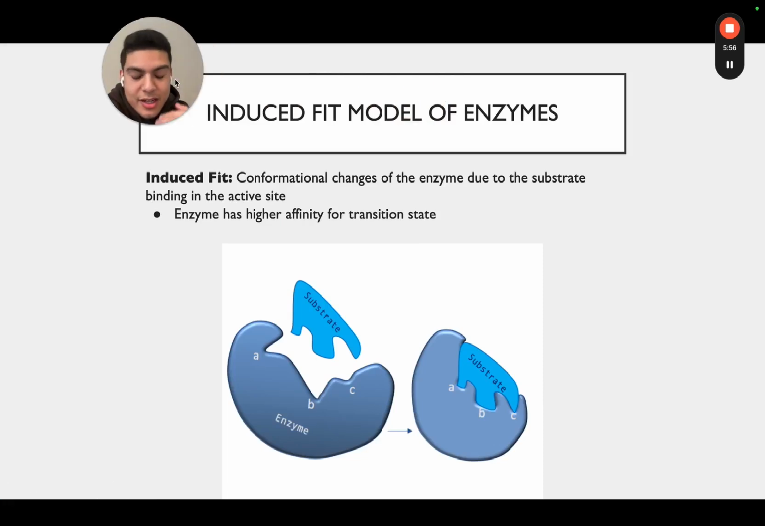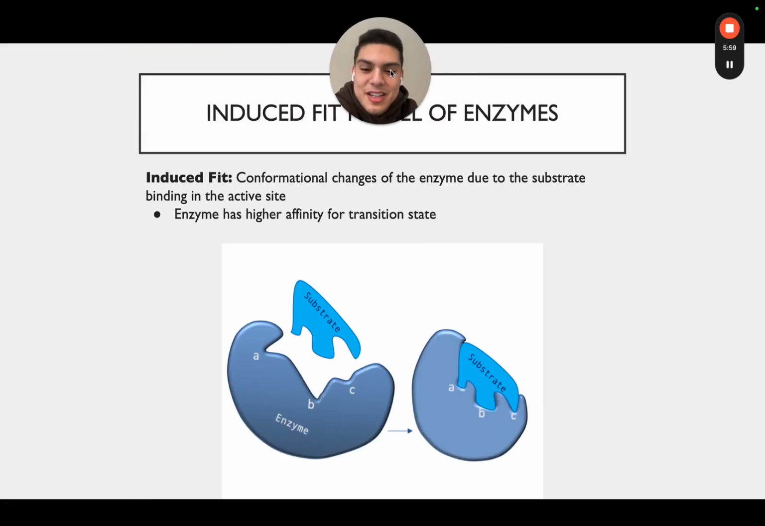And then talking about the induced fit model of enzymes. Essentially, the active site of the enzyme may not resemble the exact shape of the substrate, and it's only when the substrate binds to the enzyme that it induces the fit. It means that it changes upon substrate binding to the enzyme. So there are conformational changes of the enzyme due to the substrate binding in the active site, and the enzyme has higher affinity for the transition state. And this makes sense. Our substrate is going to want to turn into product. In that transition from substrate to product, it's going to go into this transition state, and that's what the enzyme is best at stabilizing. Remember, that's what our binding energy is, that delta GB.